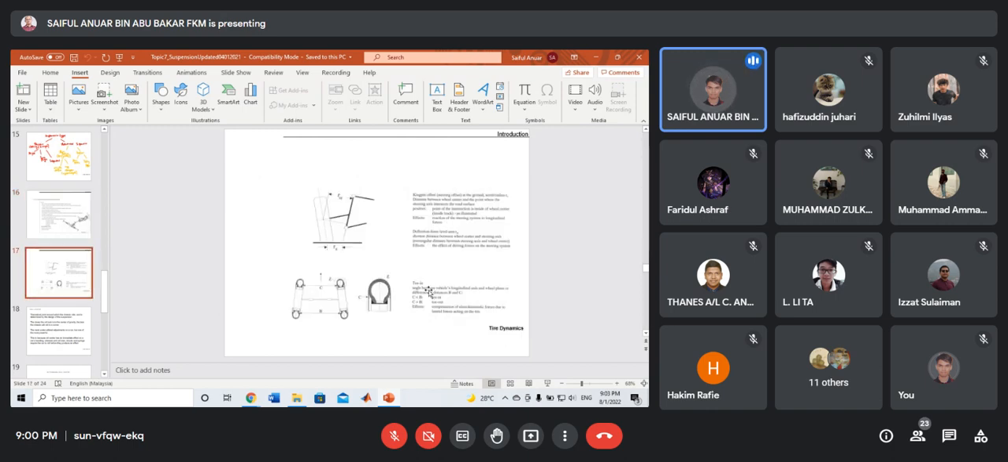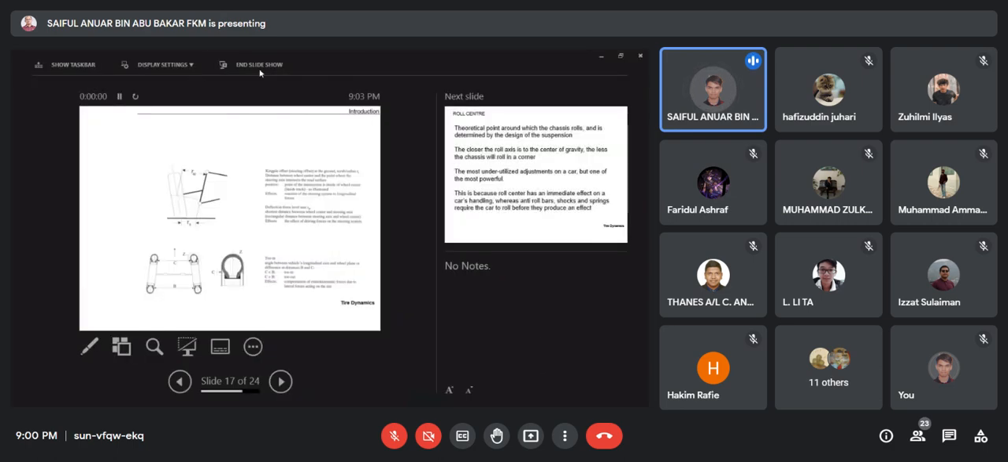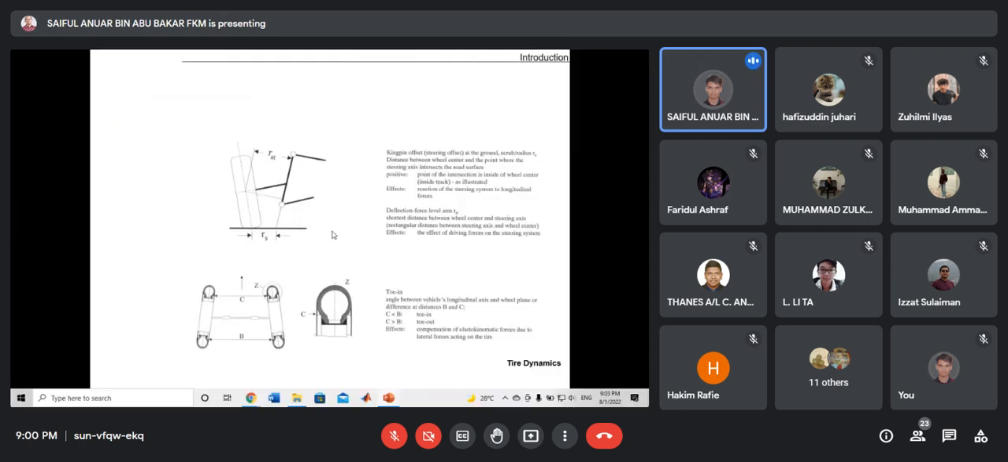Now we're going to take a look at the terms for suspension. You need the most basic terms, referring to the kingpin offset, and then we have the toe-in, and also the camber.